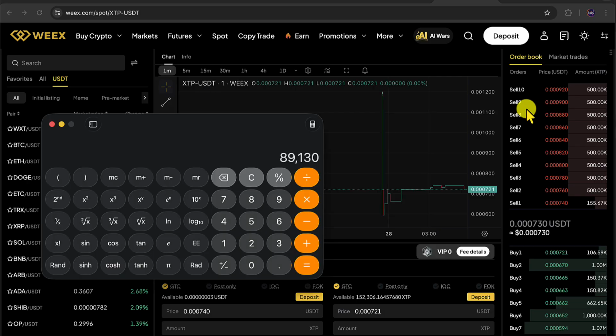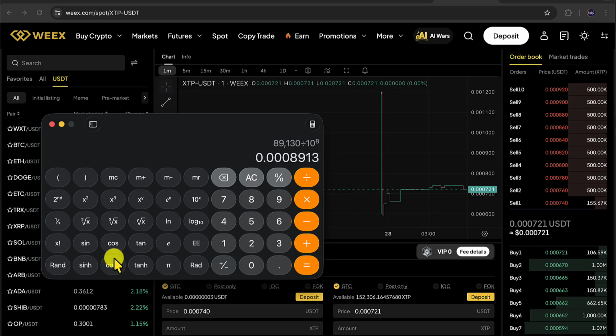Okay, so the current price of a Bitcoin is $89,130. And if we divide that by 100 million, which is 89,130 divided by 10 to the power 8, so it's 0.000891. And I just paid a bit too much because I paid 0.000740. I could now get it for 0.000721, so it's actually gone down a little bit. So it's currently less than 1 sat, isn't it?